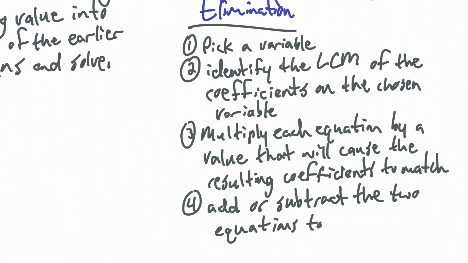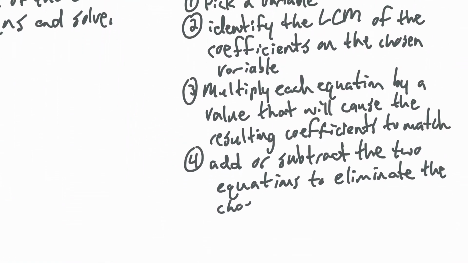To eliminate the chosen variable. Sorry, trying to write quickly, which results in poor handwriting. And then solve for the other variable.